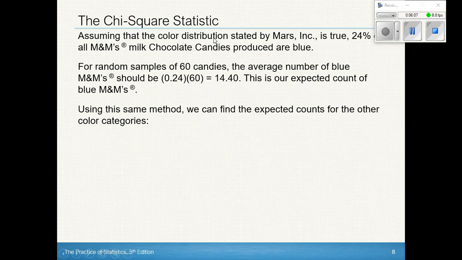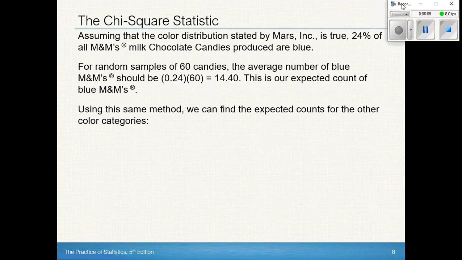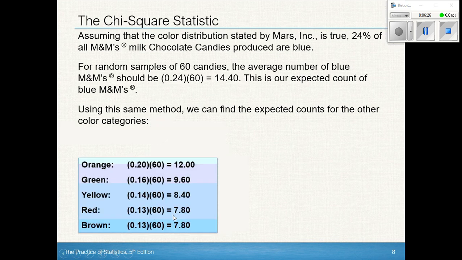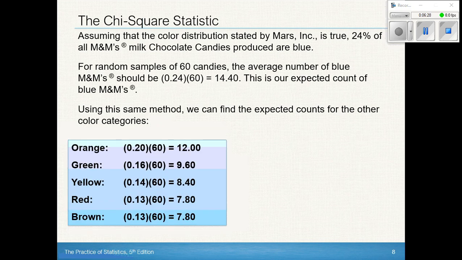So assuming that the distribution that M&M Mars told us is correct, 24% of the M&Ms are blue, we got 60 M&Ms. That gives me an expected value of 14.4 blue M&Ms. Similarly, taking all those percentages and multiplying them by 60 gives me this table. And this is easily done in my lists. If I put these percentages, say, in my L1, and then in L2, I just multiply L1 times 60.